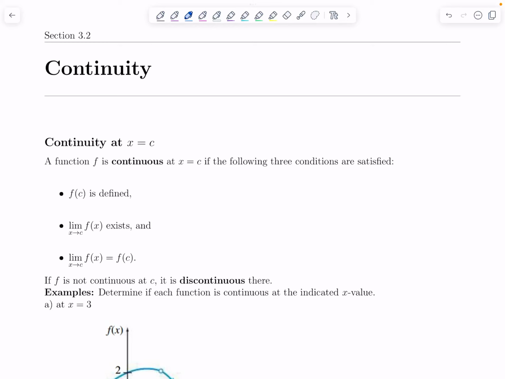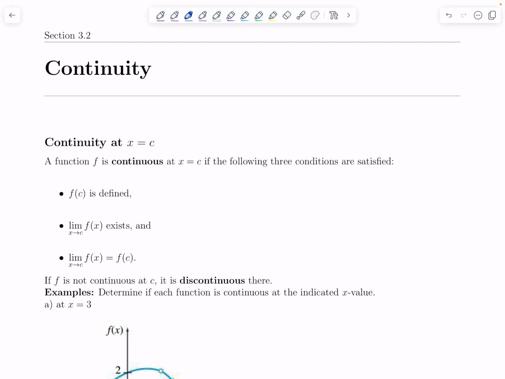This is the video lecture for section 3.2 for business calculus on continuity. Now, up until this point, you may have heard other definitions for continuity, but now we're going to define it in terms of limits. And there's a three-part definition that we're going to refer to as calculus students. So here we go, continuity at x equals c.